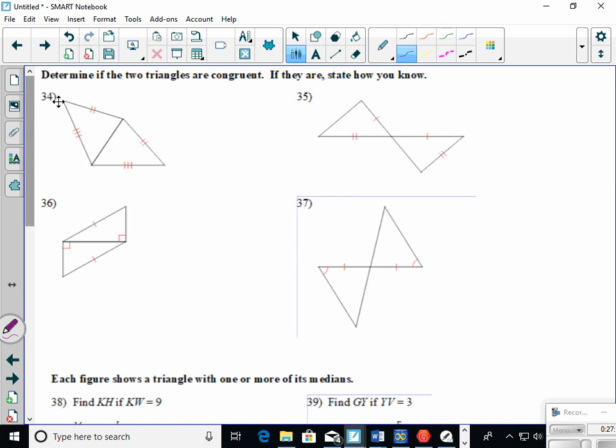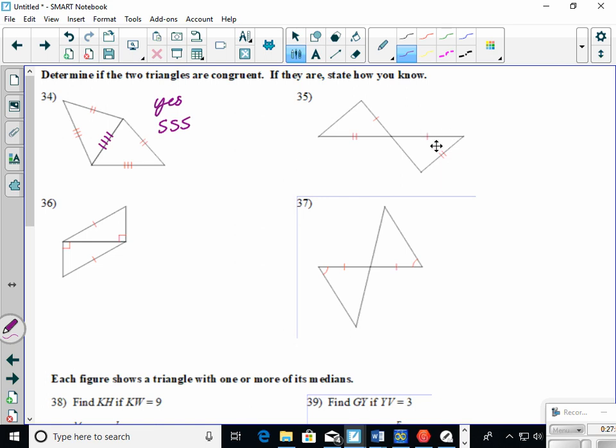All right, so if we look at this first one, we got one set of sides congruent with the two markings. Now a set of sides that are congruent with the three markings. And this line right here is shared between the two triangles, so that line is going to be congruent to itself. So in this case, all three sides of this triangle are congruent to corresponding sides of that triangle. So yes, they are congruent, and it's by side, side, side. All right, 35.